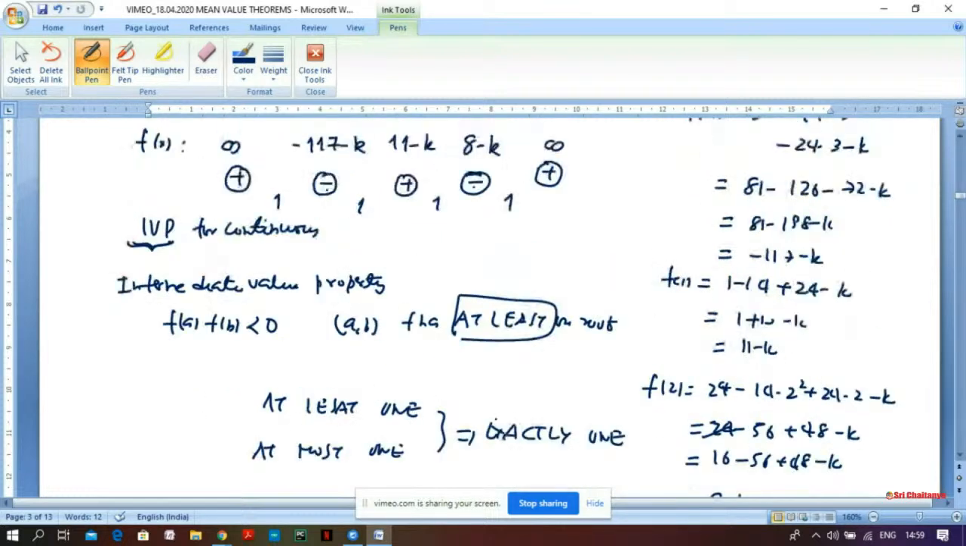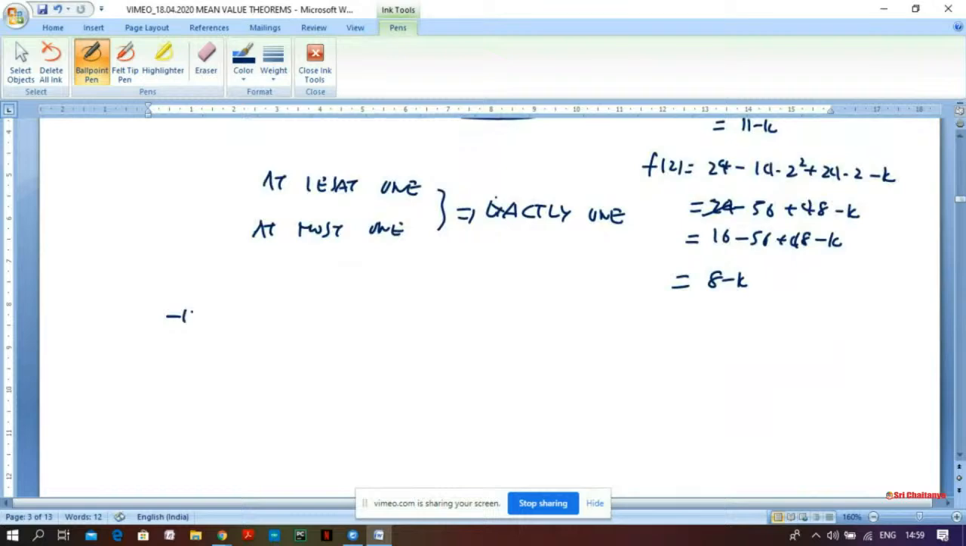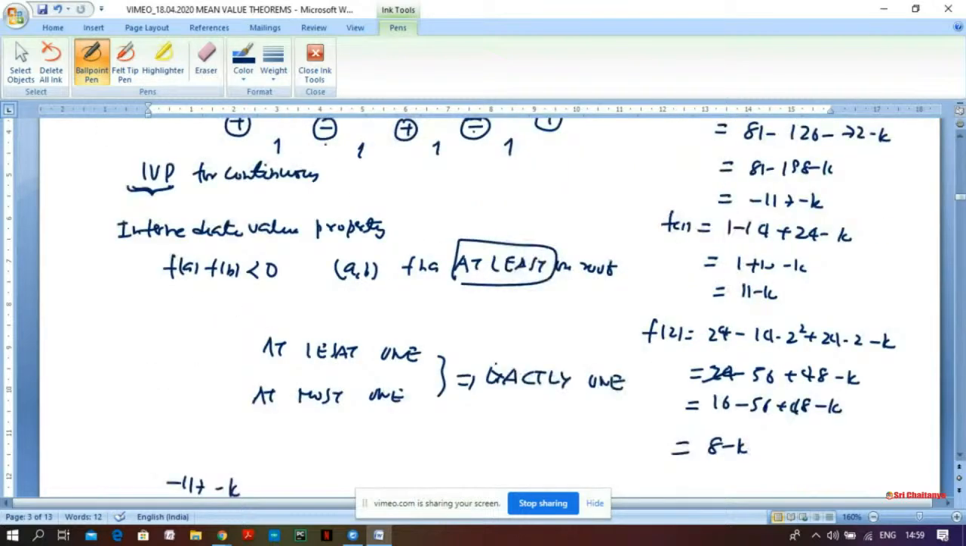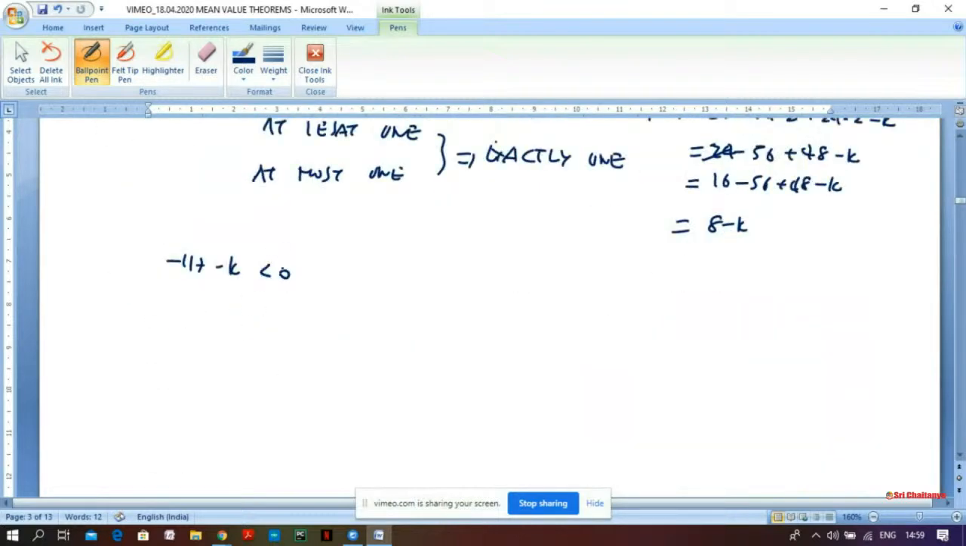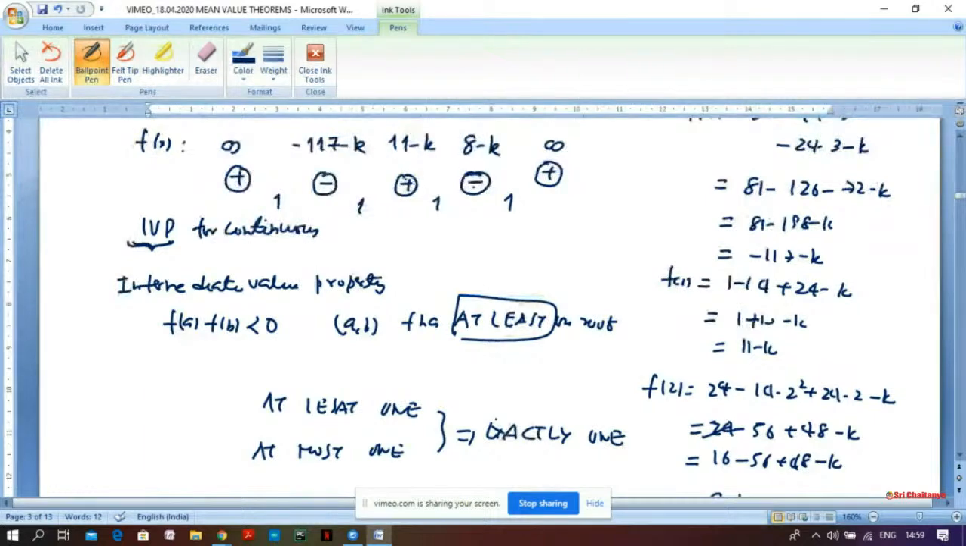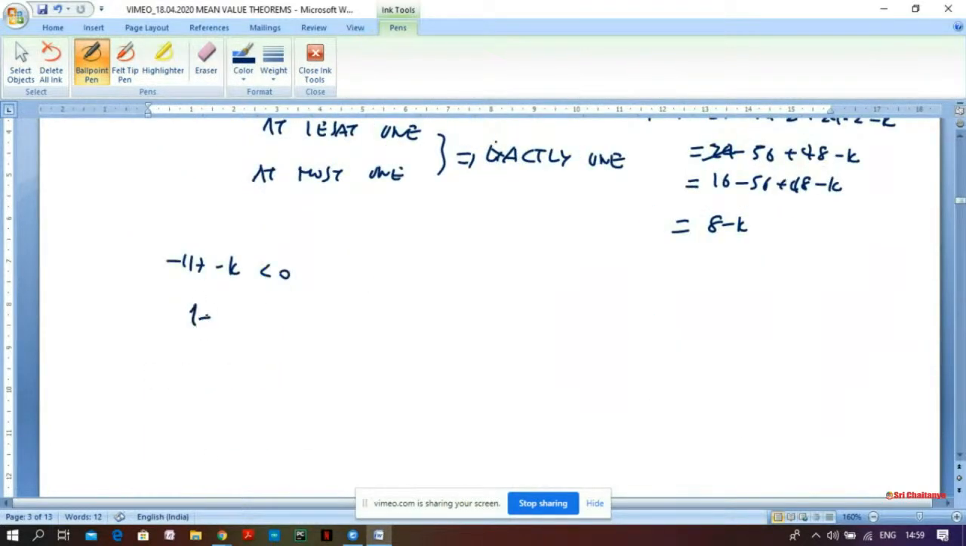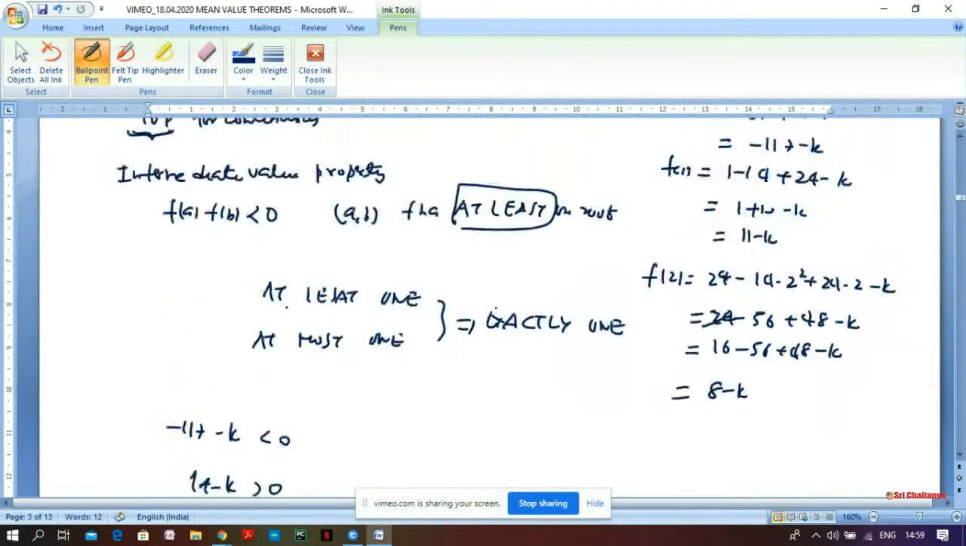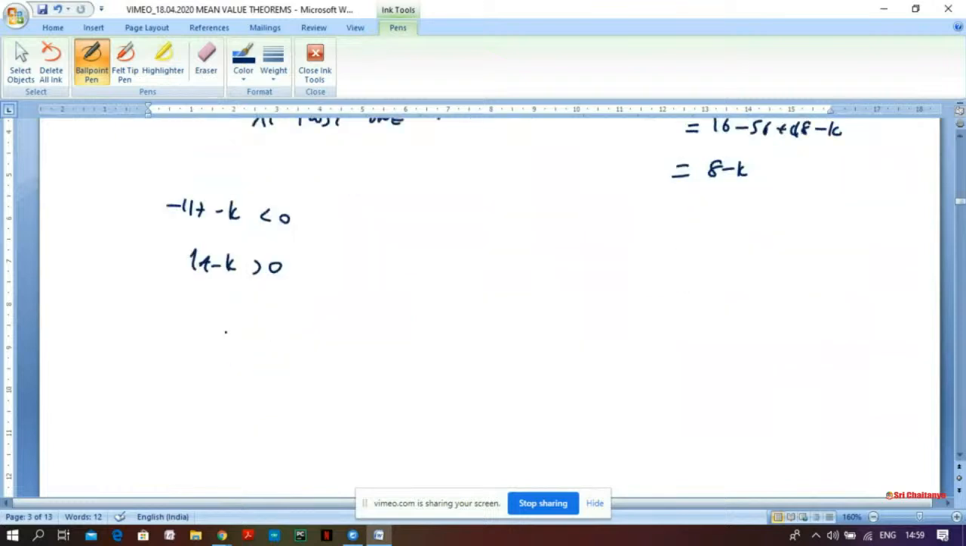So we just have to solve these 3 inequalities. Let me write here. This is minus 117 minus k, we want this to be negative, so this is less than 0. Then the next value was 11 minus k, you want this to be positive. And the next is 8 minus k, you want it to be negative. So now just solve and find the intersection of them.